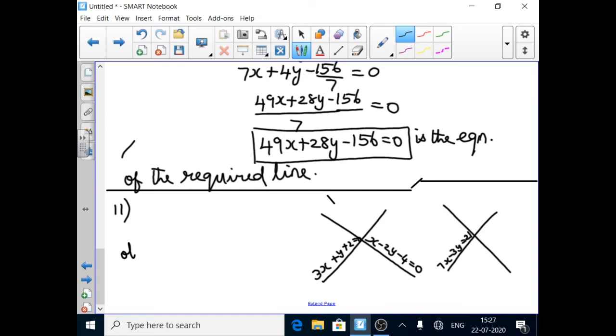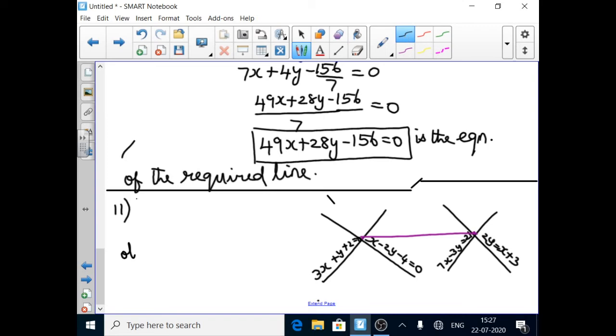First equation. Another one, 2y is equal to x plus 2. This is another one. For these two lines, we get one point of intersection. So this is one point of intersection. This is one point of intersection. We have to find the equation of the line joining the points. So we have to solve these two equations to get the answer.